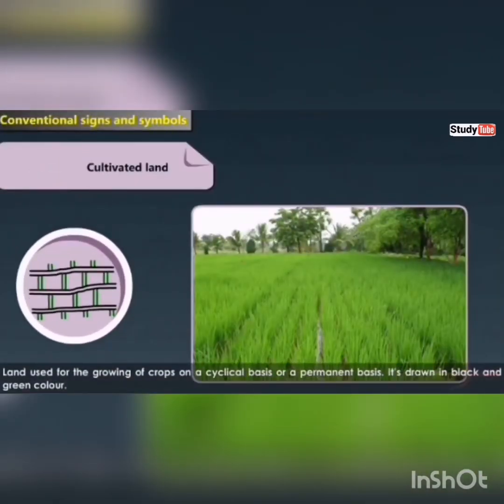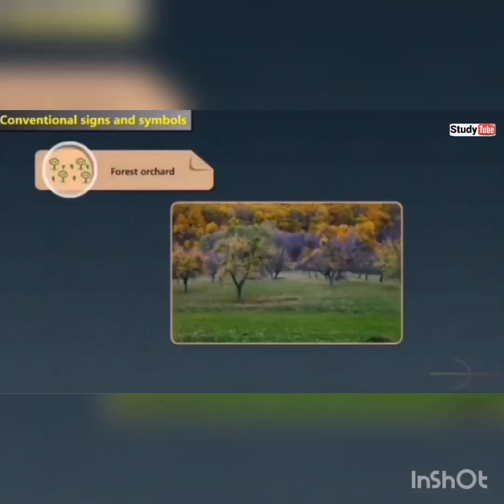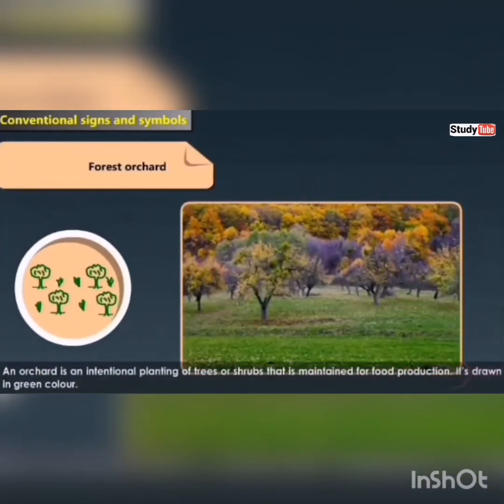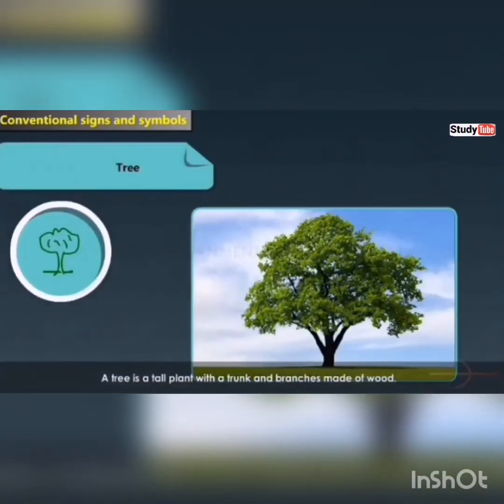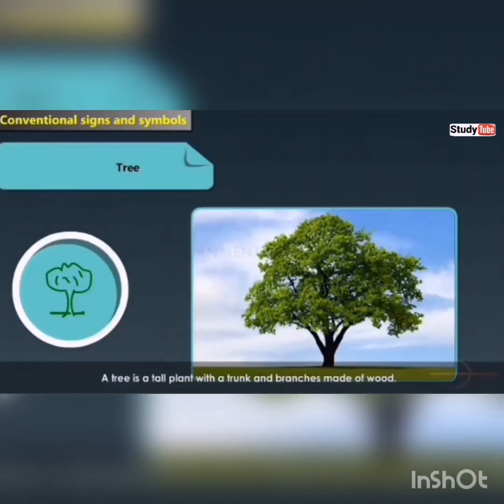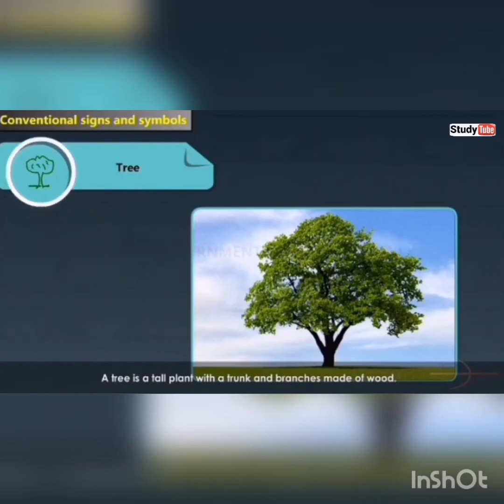Cultivated land. Land used for the growing of crops on a cyclical basis or a permanent basis. It's drawn in black and green color. Forest orchard. An orchard is an intentional planting of trees or shrubs that is maintained for food production. It's drawn in green color. Tree. A tree is a tall plant with a trunk and branches made of wood.